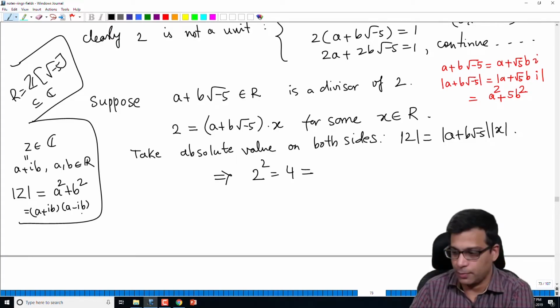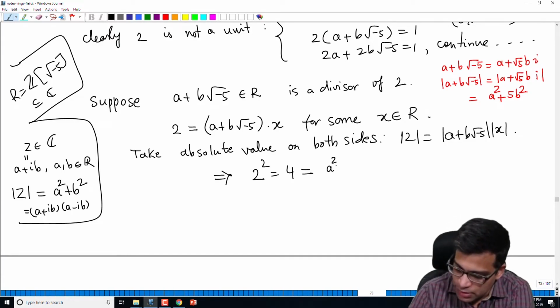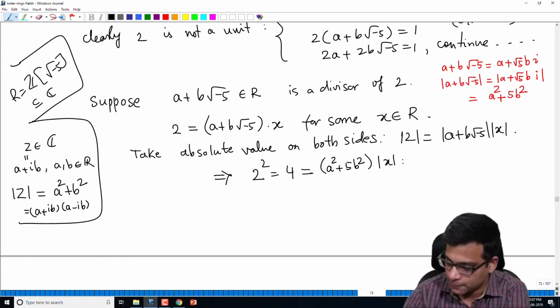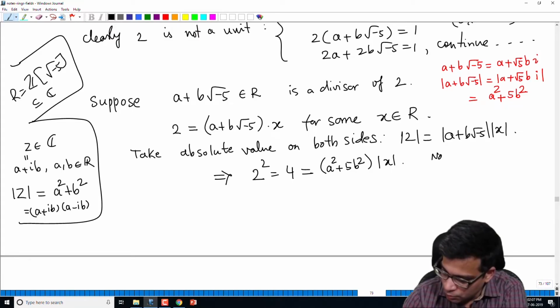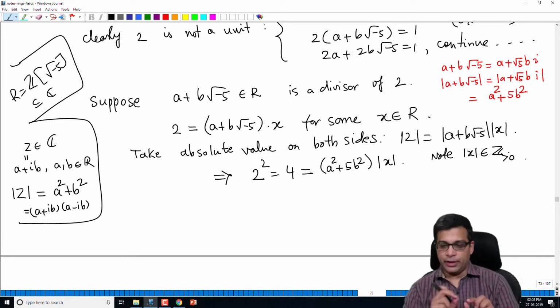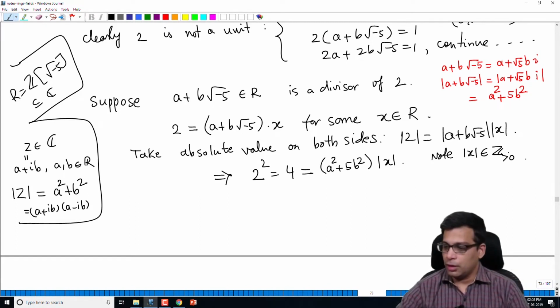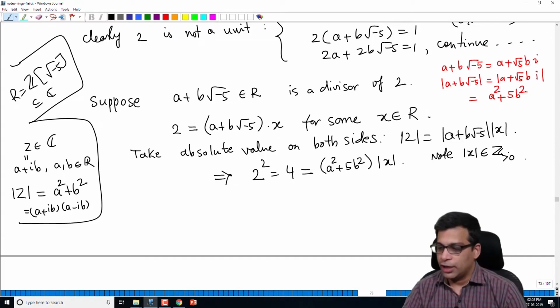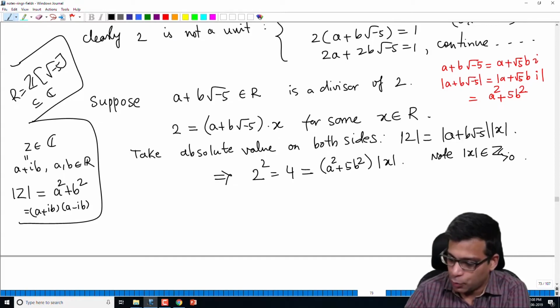These are two equal complex numbers. That means the absolute values are equal. So we have a squared plus 5b squared times the absolute value of x. I don't know what the absolute value of x is, but remember, the absolute value of x will also be an integer, in fact a positive integer, because x is of the form c plus square root 5 d i. So if you take the absolute value, it will be c squared plus 5d squared. So it will be a positive real number as long as x is a non-zero element.